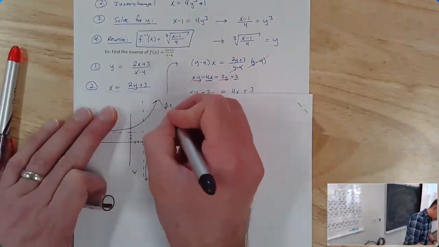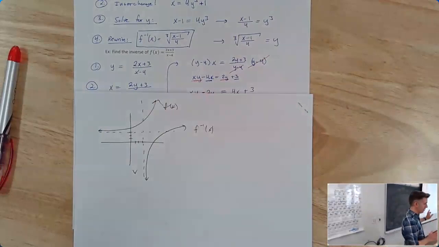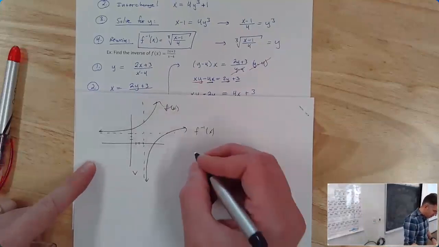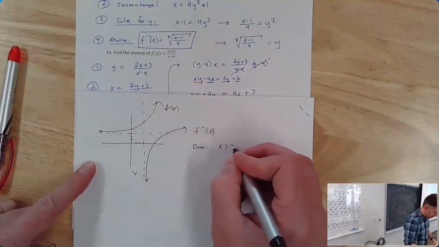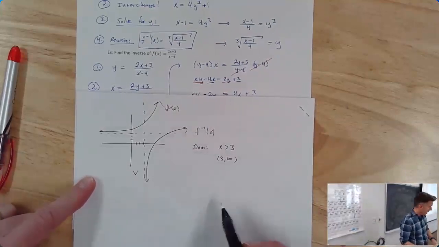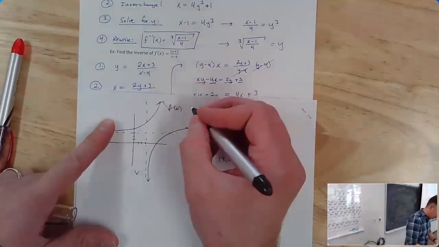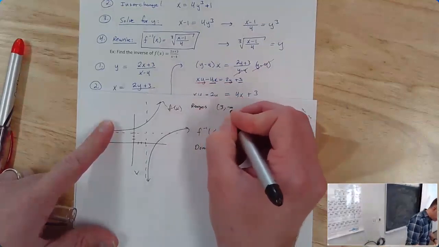Here's your f of x. Here's your f inverse of x. Again, very, very generically, I'm not doing a super precise job of drawing. What I really want to show you is this graph here, this f inverse. The domain of this is x being bigger than 3, or if you prefer, everything from 3 to infinity. Whereas the range of this original function is the same as that. The range here is exactly everything from 3 to infinity.